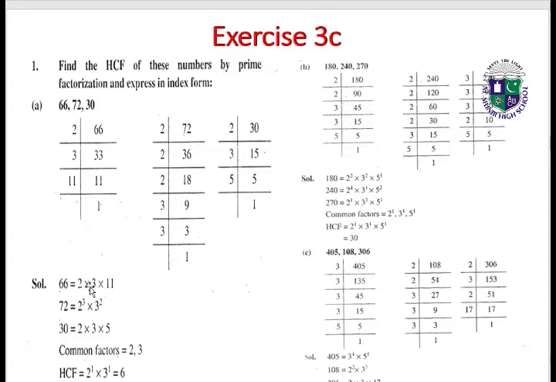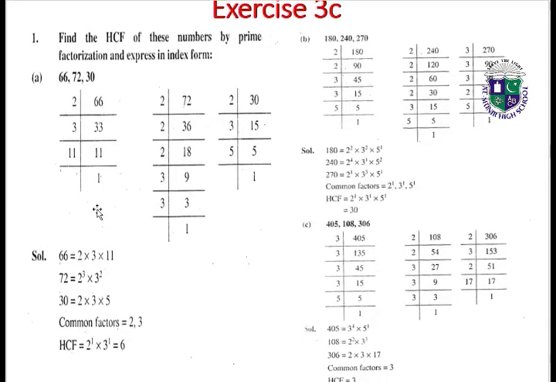5. 66 is 2 multiplied by 3 multiplied by 11, 72 is 2 cube multiplied by 3 square, 30 is 2 multiplied by 3 multiplied by 5. Common factors 2 and 3. Highest common factor is 2 power 1 multiplied by 3 power 1, 2 3s are 6.